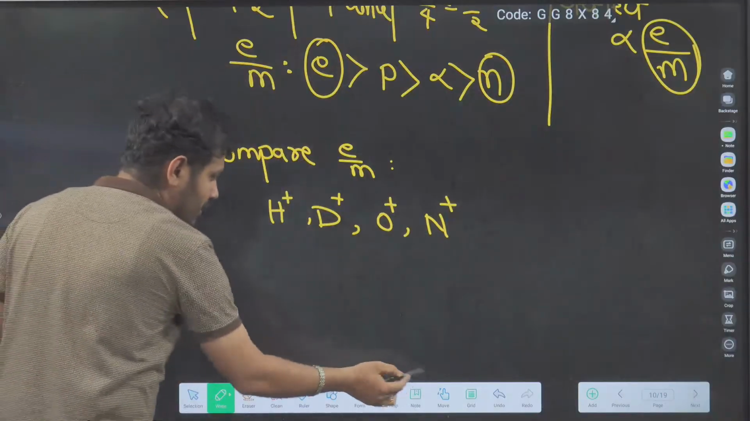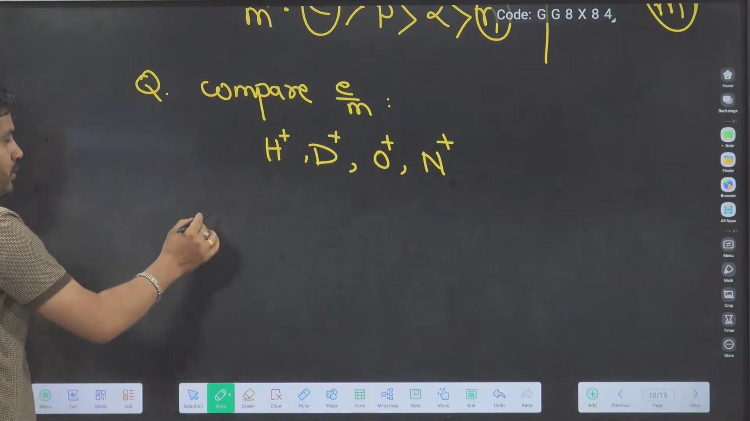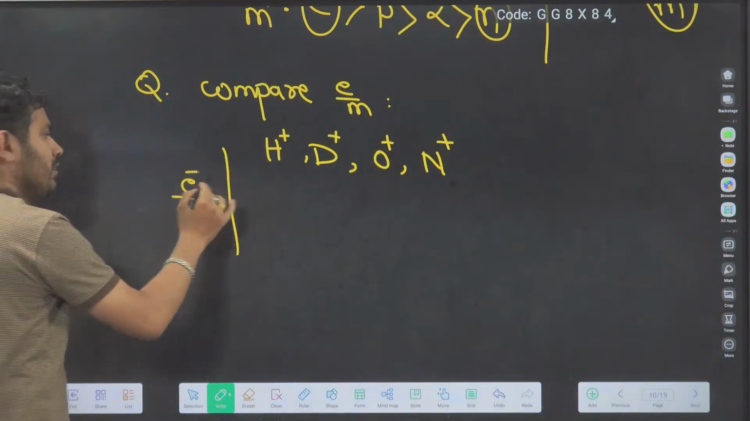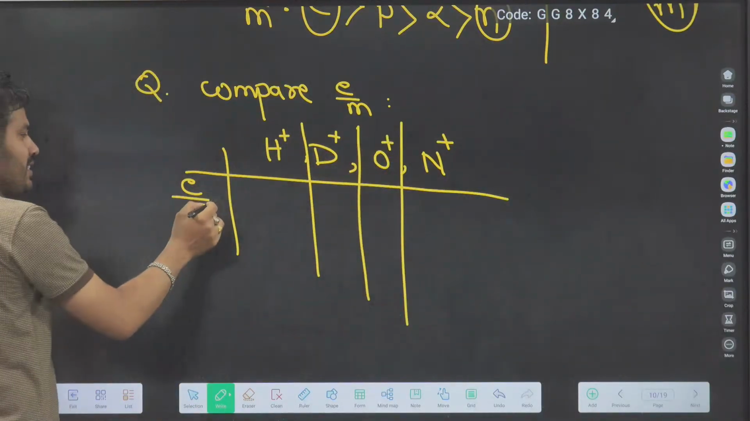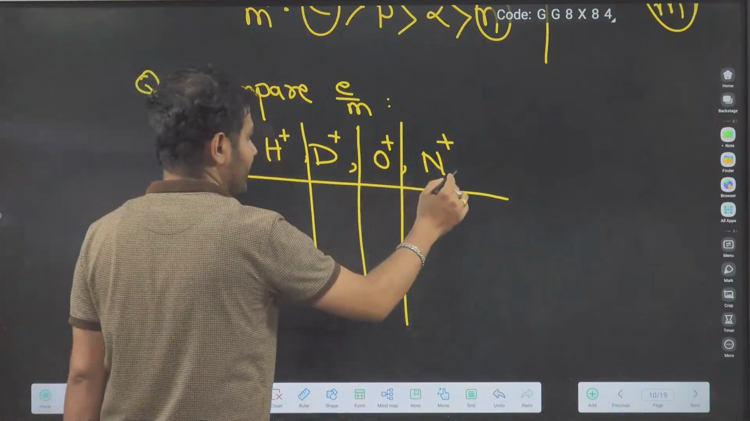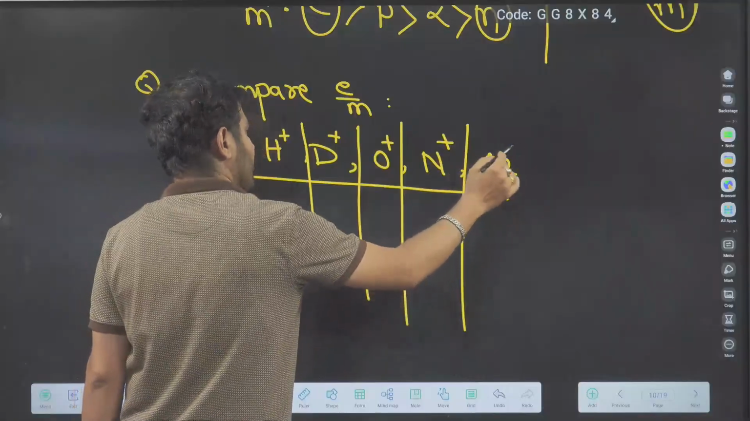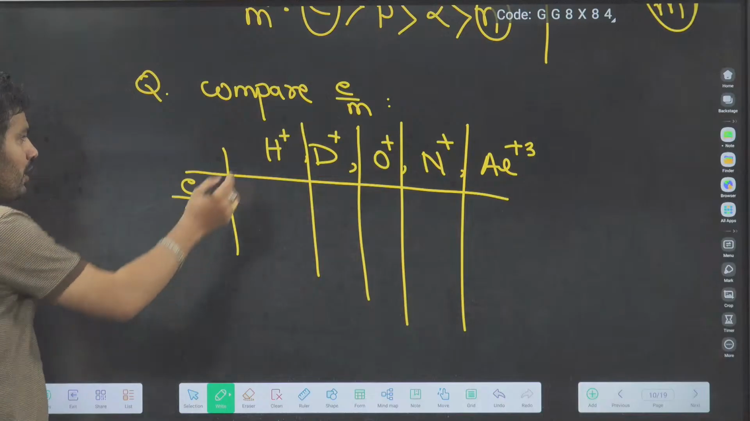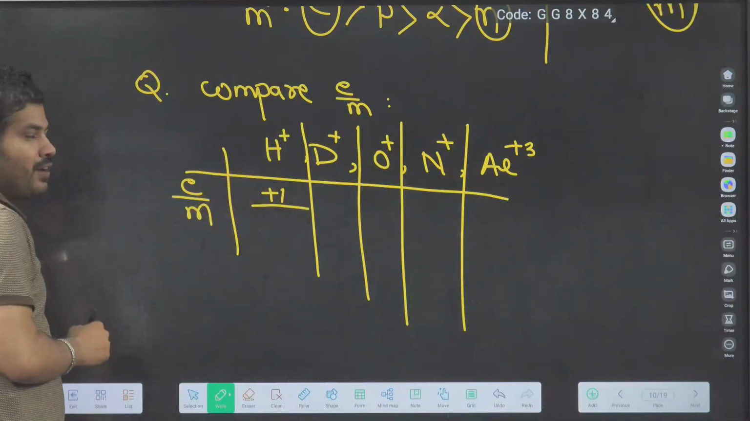Can anyone solve this and let me know the answer? I will also solve along with you. You also please try to solve this. I'm writing the E by M value here itself. Right? You people tell me, for H plus, what is the charge value? I have written plus 1. Let us say the next one is Al plus 3. Right? Let us compare. So for hydrogen, charge is plus 1 and divided by what is the mass of hydrogen?